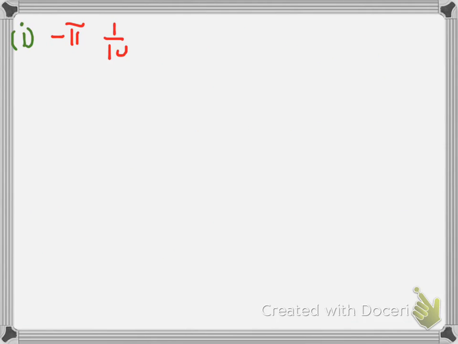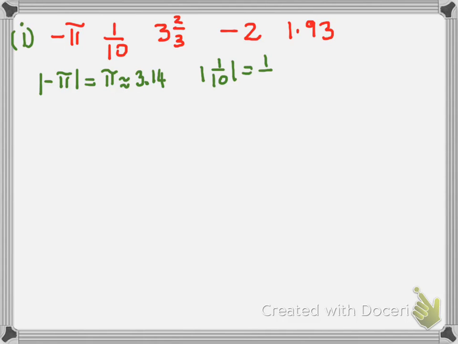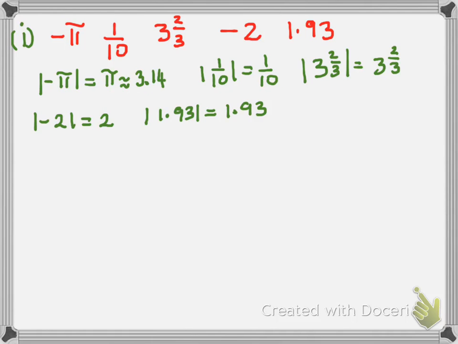So what did you do? Well, here's what I did. Here are the numbers we are supposed to find their absolute value, and if you take the absolute value of each of them, you will see that you will get non-negative value. So the absolute value of negative pi is pi, the absolute value of 1/10 is 1/10, the absolute value of 3 2/3 is 3 2/3, the absolute value of -2 is 2, the absolute value of 1.93 is 1.93.